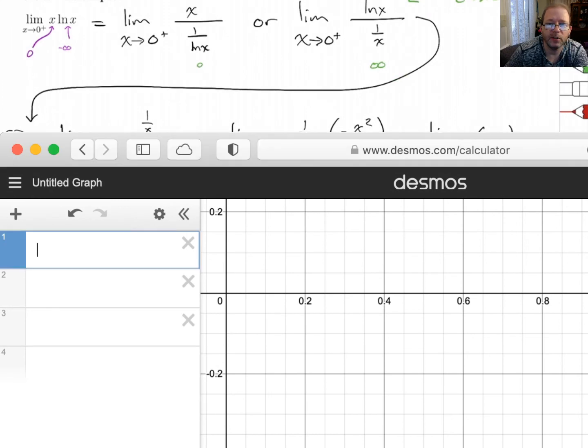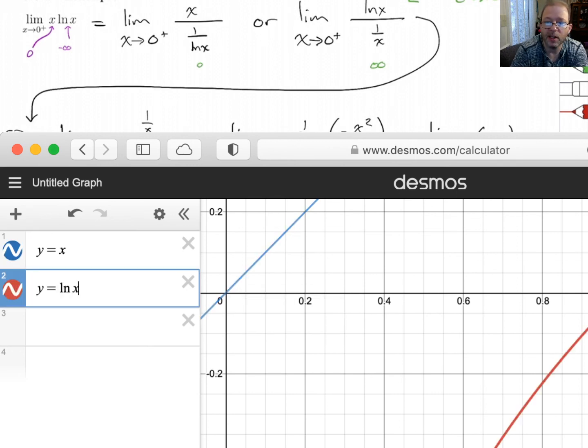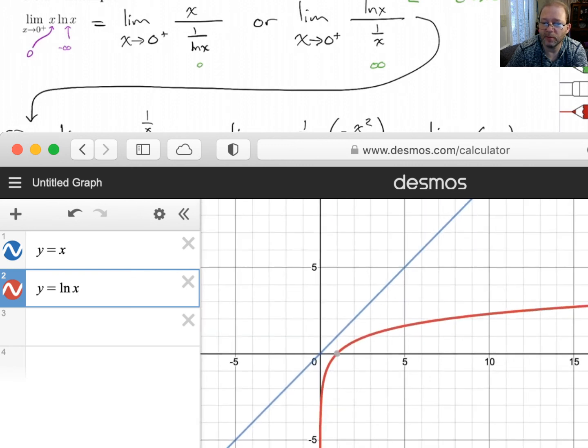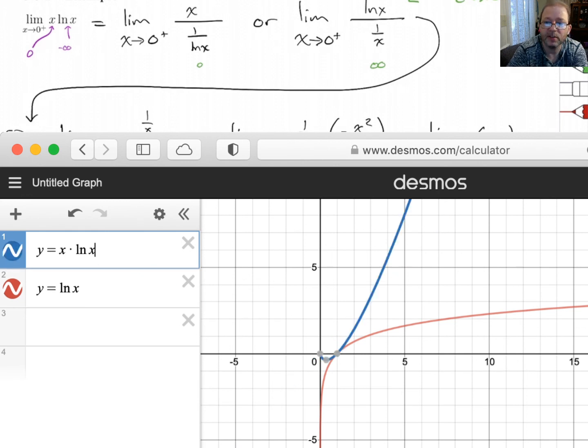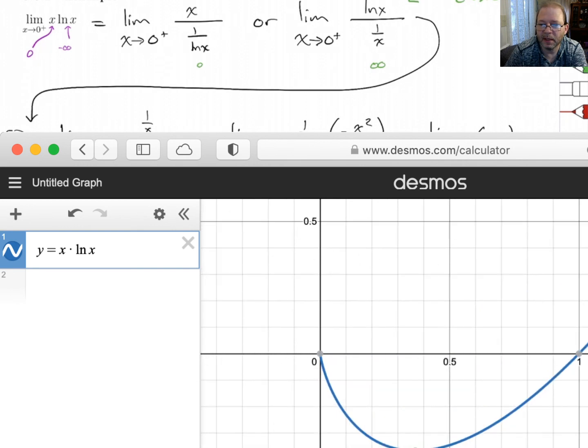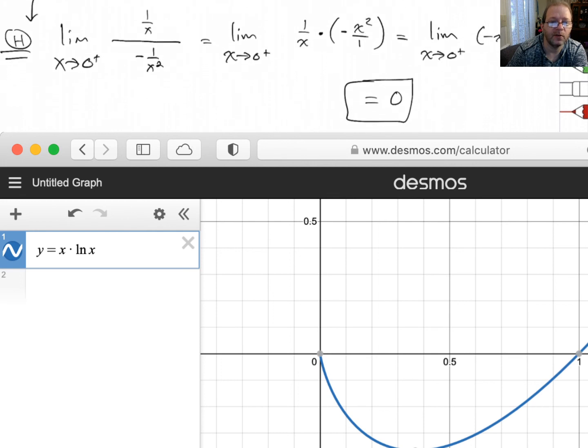Now, if we want to check this, we can do it on Desmos. If I put in the function y equals x, notice as we approach 0, this approaches 0. If I put in y equals ln x, as we approach 0, this drops to negative infinity. But if I put in x times ln x, it's really sort of figuring out which one of these things wins. And as we approach 0, the y value of this thing approaches 0 as well. Notice it's undefined right there, but that does corroborate our answer of 0.